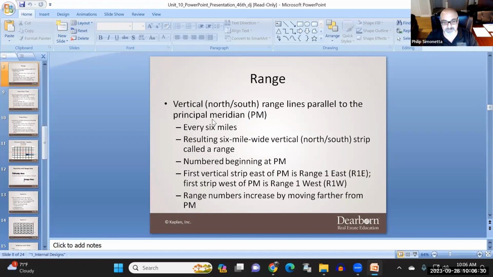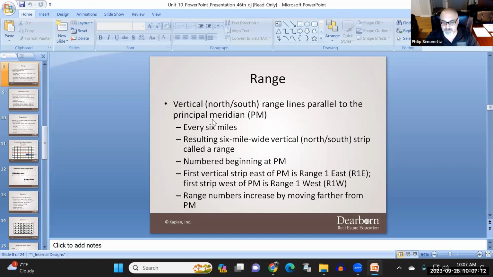Okay, and I'll show you in a second. You'll see a chart of this. So the vertical lines going this way. You have vertical north-south range lines. They're parallel to the principal meridian. So the principal meridian's here, and then to the left of it, you have lines, and they're called range lines, and to the right, you have range lines. These lines are every 6 miles. So principal meridian, 6 miles, 6 miles, 6 miles, 6 miles. Same thing the other way, 6 miles, 6 miles, 6 miles. Okay, it results in a 6-mile wide vertical north and south strip called a range.